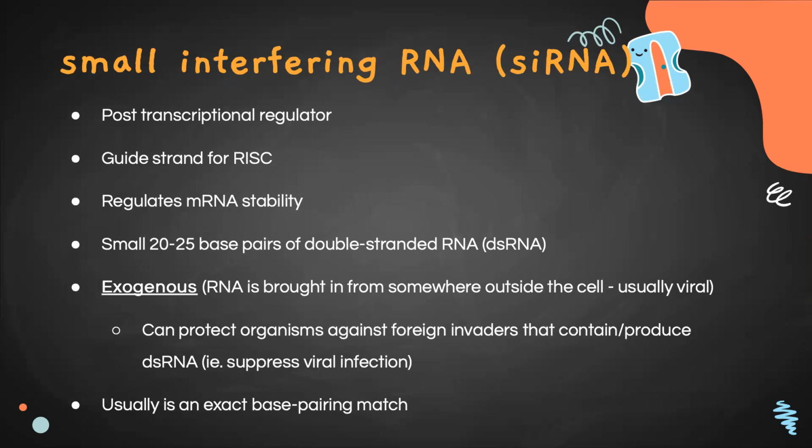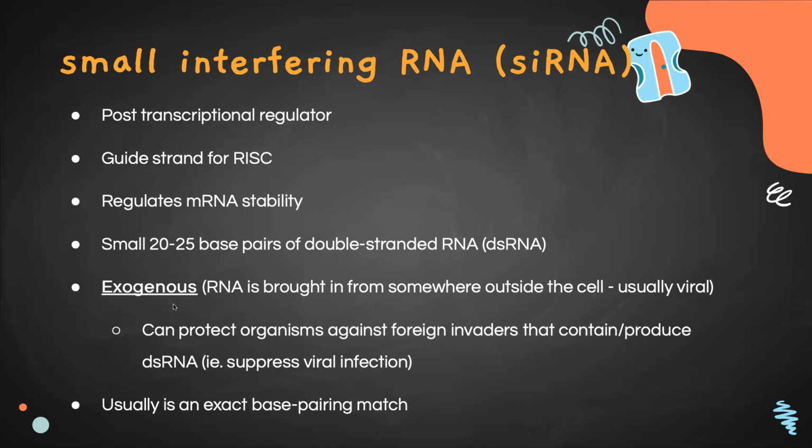All right. So small interfering RNA is our other guide strand for RISC. It is also a post-transcriptional regulator. So after RNA is made already, it's a guide strand for RISC, and it also regulates mRNA stability. So these are all similarities between the two. They are also very small, about 20 to 25 base pairs, and also double-stranded.